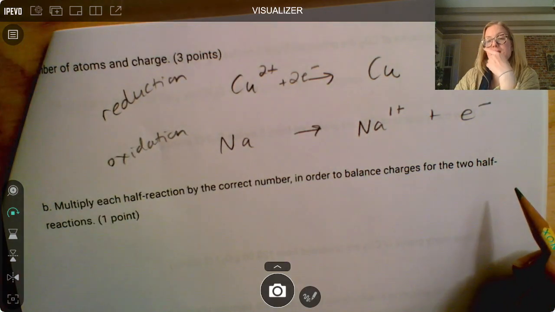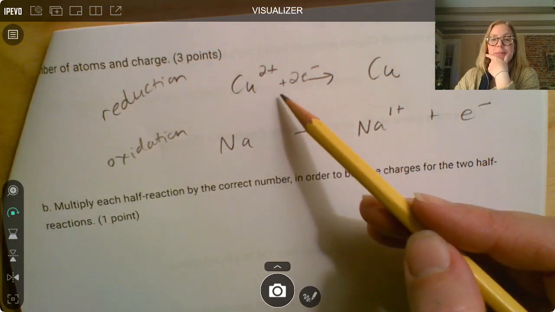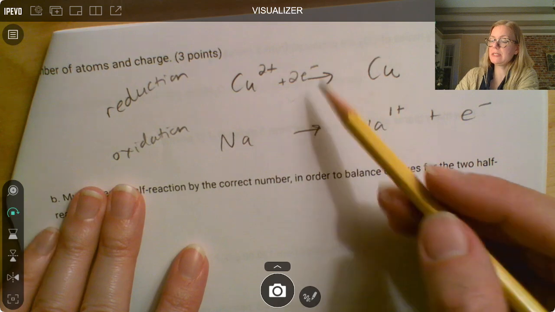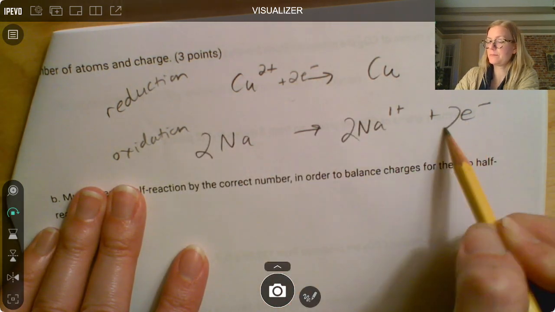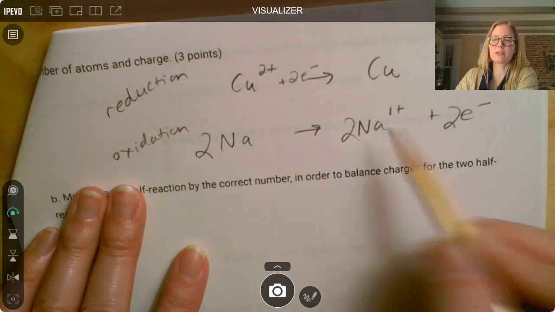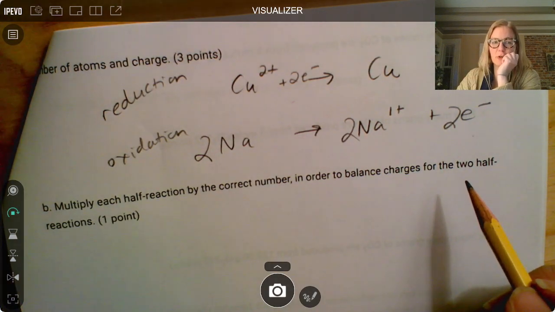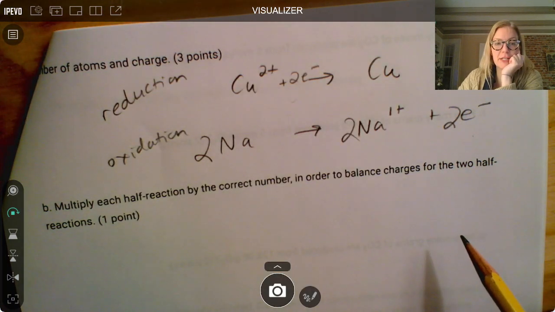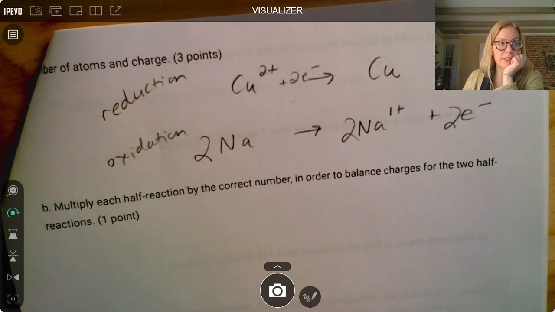And it said we need to balance this for charge and electrons. What they mean is this copper needs to take 2 electrons. So in order to do that, it needs to react with 2 sodiums to give off 2 electrons, because each sodium only gives off 1. So that's what they mean by balancing it for number of atoms and charge, okay? Then multiply each half reaction by the correct number in order to balance the charges for the 2 half reactions. We already did that. So that's been done.